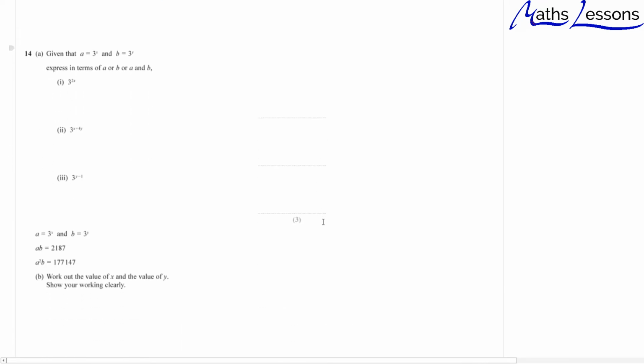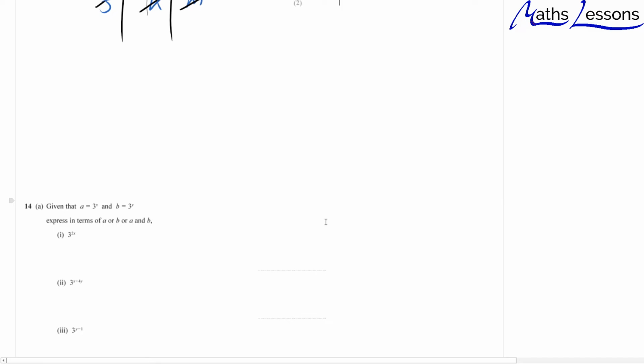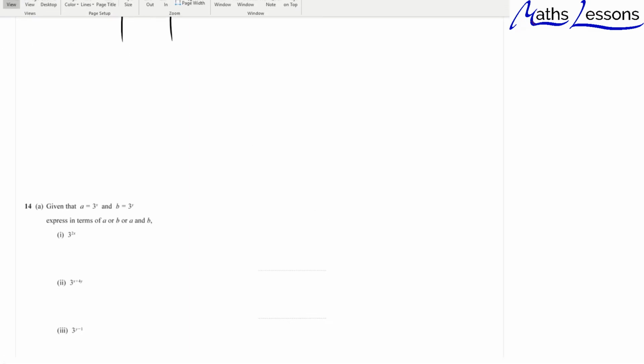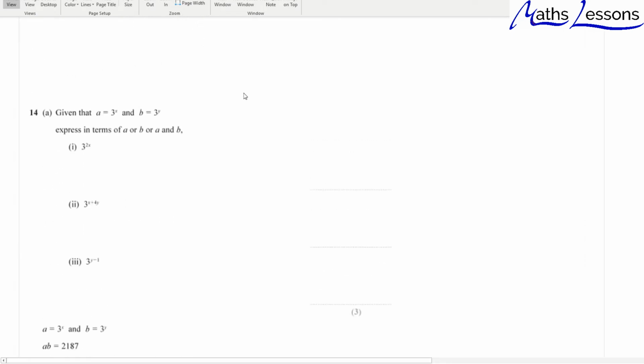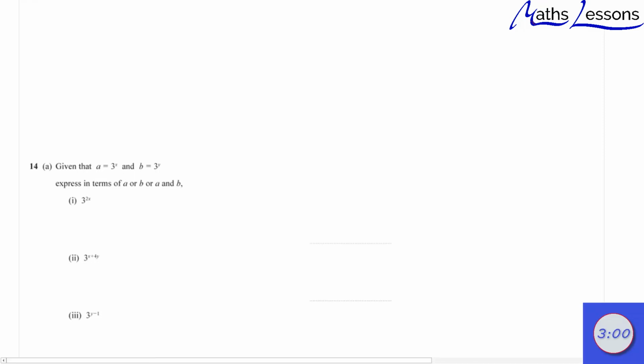Here we go. This one's a little bit more interesting. Just do this first part, 14a, to start off with. I'll give you 3 minutes to have a go at that, because this is quite a tricky question. This is a grade 8, grade 9 type of question. Even though it's only question 14, it's at least grade 8.